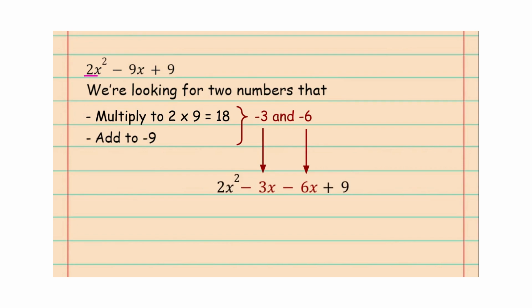I split the x term into -3x and -6x. Notice my middle term would still equal -9x. I just represented it differently. And this is a good difference because check out what I can do.